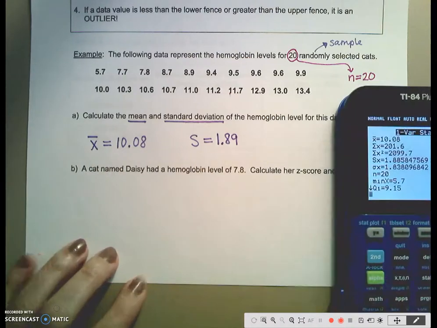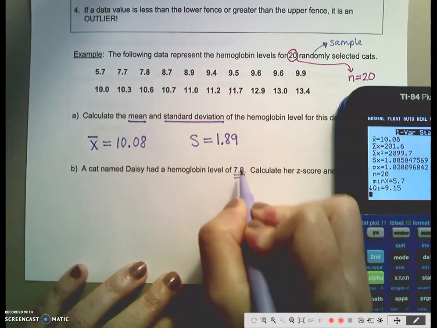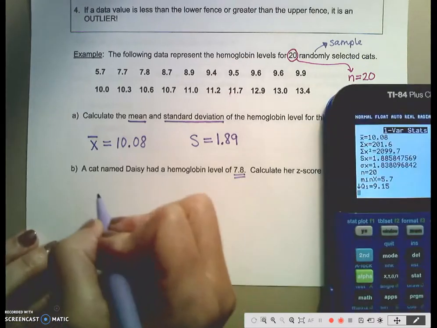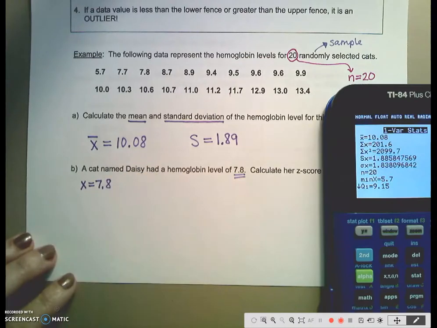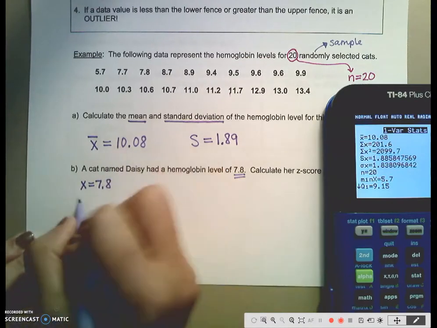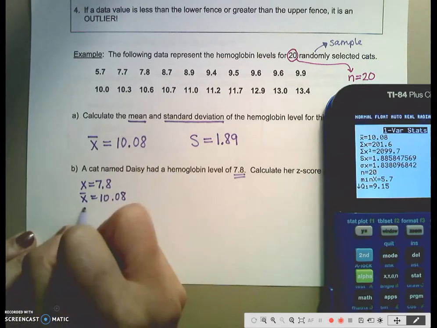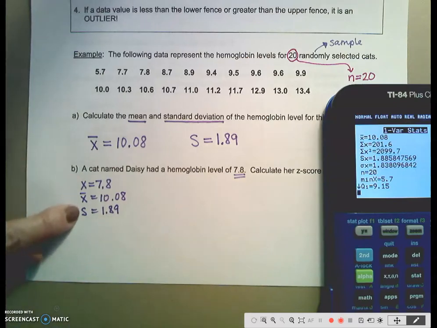Next question. A cat named Daisy had a hemoglobin level of 7.8. That's her individual hemoglobin level. Calculate her z-score and interpret. Okay, so we have her data point is 7.8. And we know the mean and the standard deviation. I'm going to rewrite them, the mean and the standard deviation from before, because this is how we set it up earlier, right?